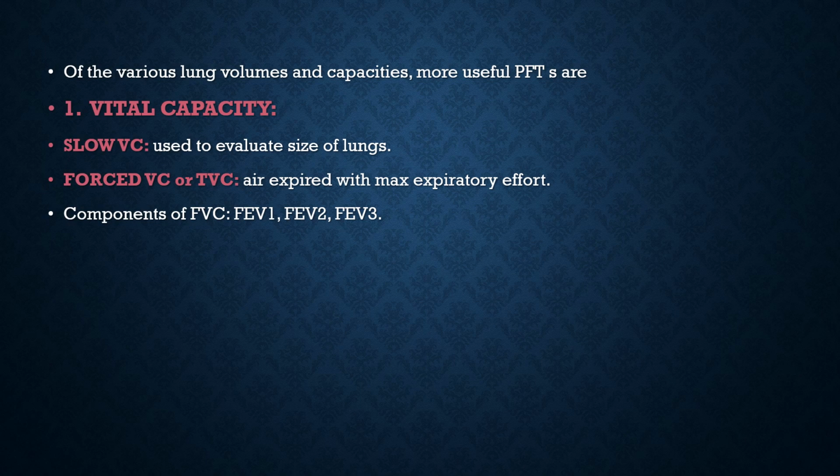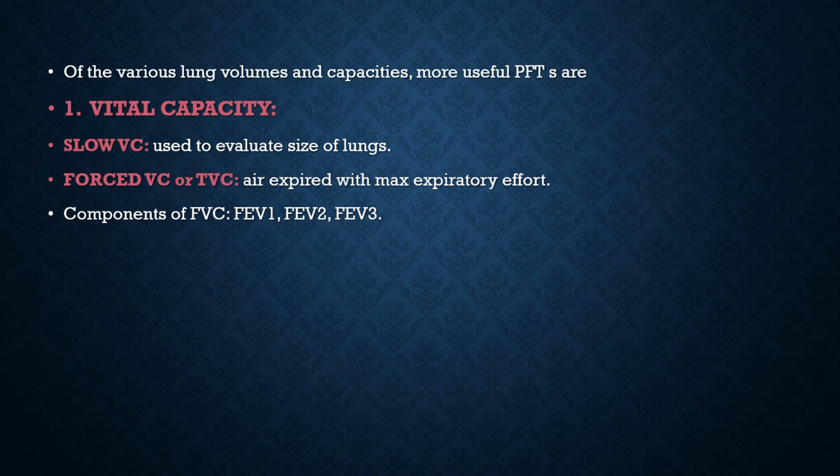So out of the various lung volumes and capacities, the more useful pulmonary function tests are vital capacity. In the vital capacity, there are slow and forced or timed vital capacity. Slow vital capacity is nothing but the volume of air expired after maximum inspiration during slowly performed maximum expiratory effort. So it is used to evaluate the size of the lungs. Forced or timed vital capacity is the amount of air expired with maximum expiratory effort after a maximal inspiration.